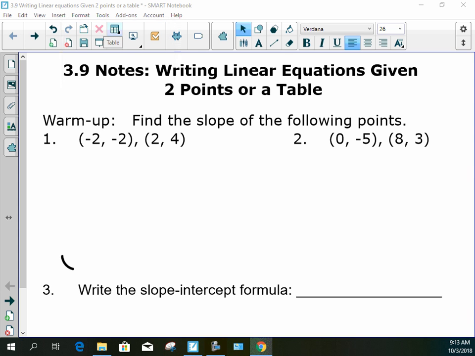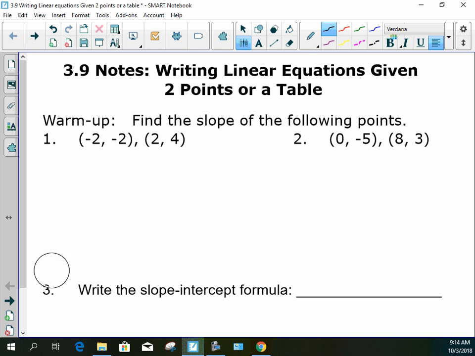Okay, this is the last lesson in Unit 3. We're going to now write equations given 2 points. So now we need to know how to find the slope, because you're going to have to find the slope when you write the equation of a line with 2 points. x1, y1, x2, y2. This is just a nice quick review.